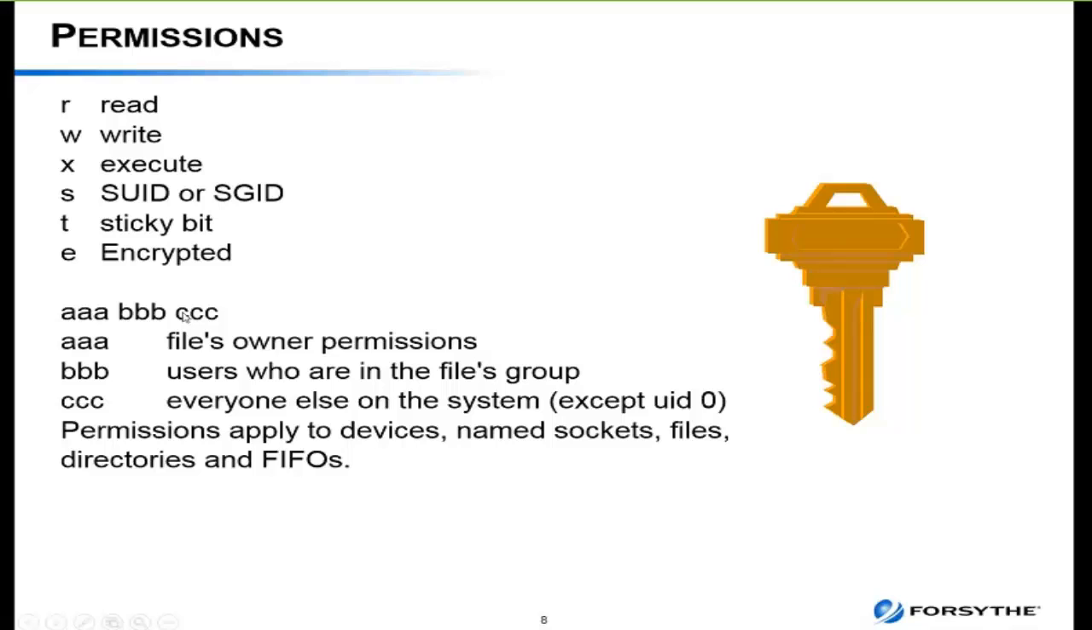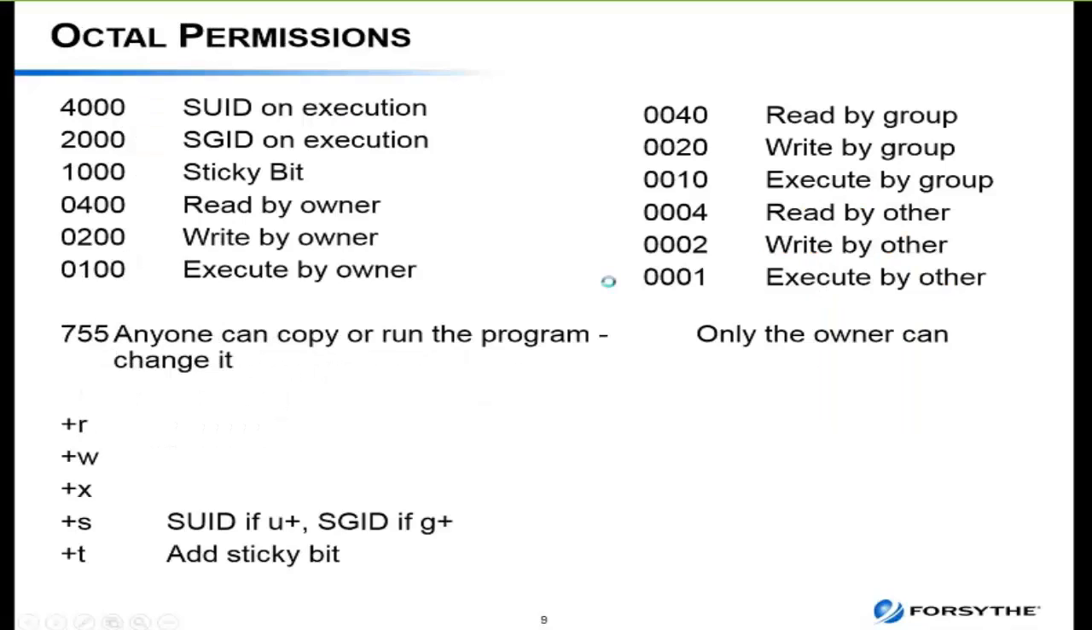Permissions apply, as it says here, to devices, named sockets, files, directories, and FIFOs. Permissions can be specified using r, w, and x or s and t. They can also be specified using octal. So for instance, if I want to specify SUID, I use the 4 at the very left here. For SGID or the sticky bit, you can see the numbers. And then we have the owner and group. So I could say something like 4777, that would turn on SUID and give everybody rwx.